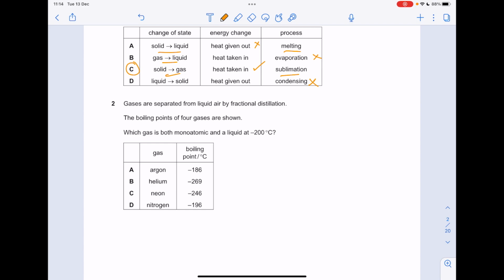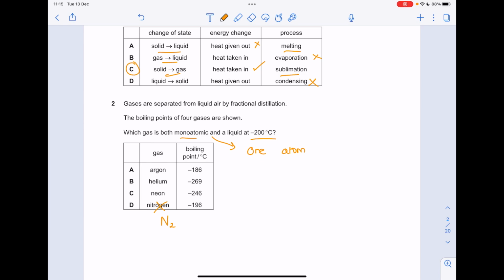Gases are separated from liquid air by fractional distillation. The boiling points of 4 gases are shown. Which gas is both monatomic and a liquid at minus 200 degrees Celsius? So monatomic means made up of one atom, as opposed to diatomic, which is 2 atoms, which is why we can discount nitrogen immediately, because remember, it's N2.